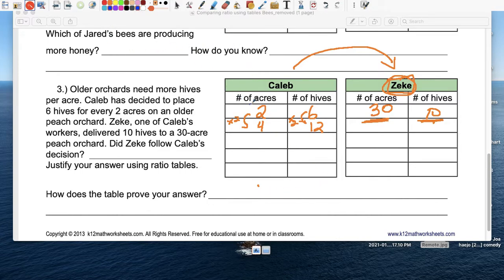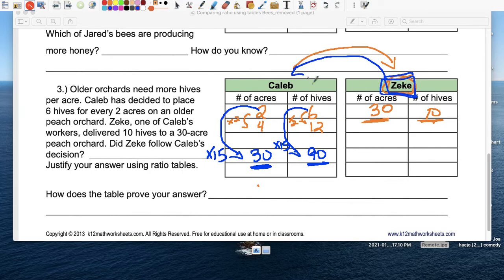So let's just do this. Let's put 30 over here. So 2 por cuánto me sale 30? Times 15. So here, it'd be 6 times 15, 6 por 15, and 6 por 15 is 90. So what this is saying is that, si en 30 acres of land, en 30 acres de tierra, tenemos que poner 90 beehives. El señor Zeke no obedeció al señor Caleb.